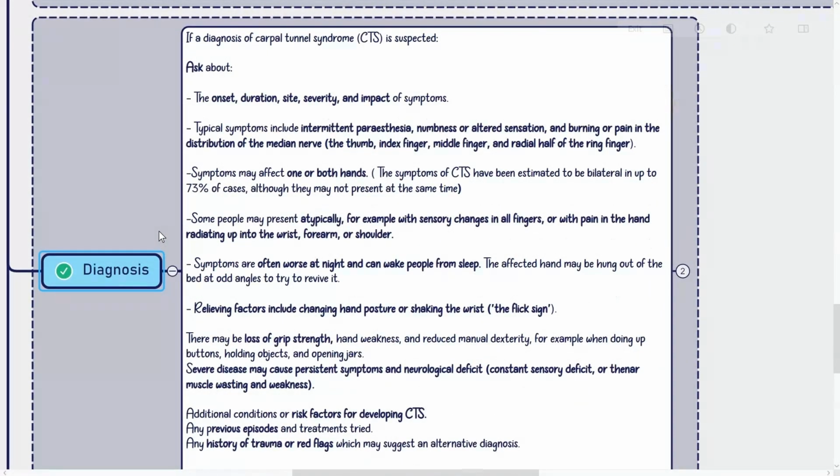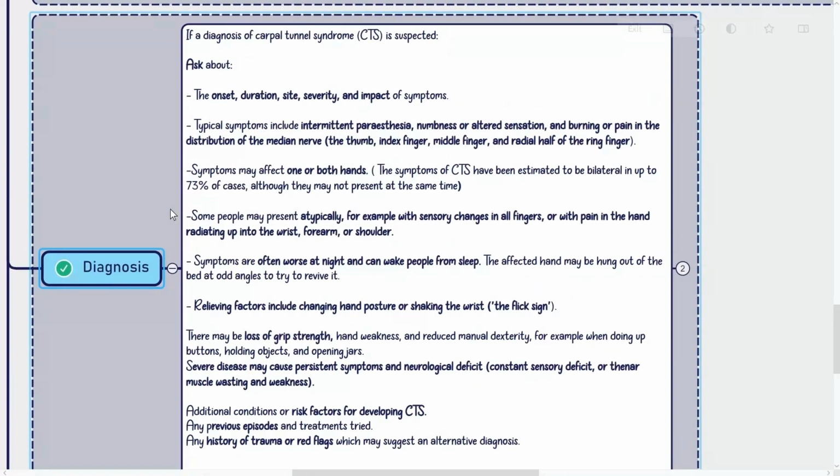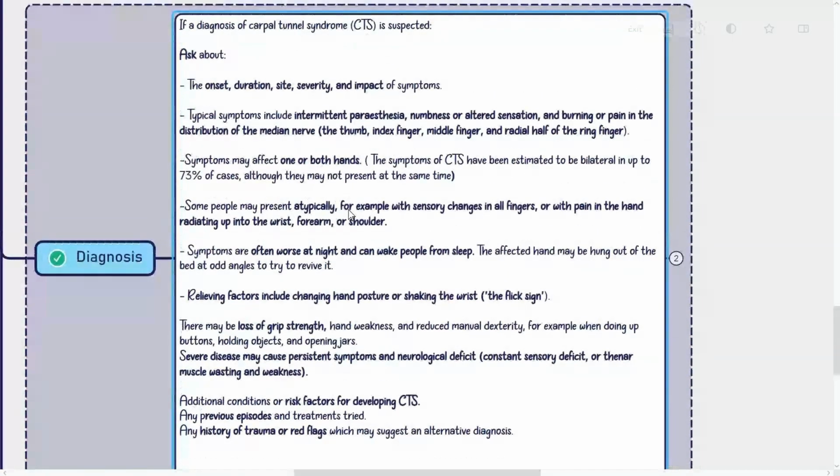If a diagnosis of carpal tunnel syndrome is suspected, ask about the onset, duration, site, severity, and impact of symptoms. Typical symptoms include intermittent paresthesia, numbness or altered sensation, and burning or pain in the distribution of the median nerve: the thumb, index finger, middle finger, and radial half of the ring finger. Symptoms may affect one or both hands.